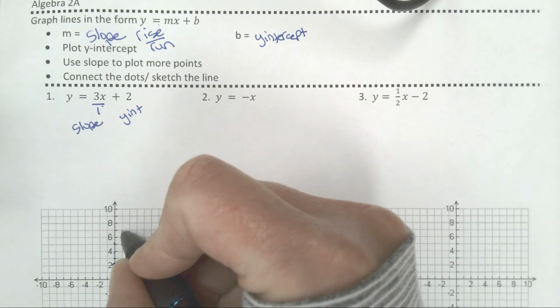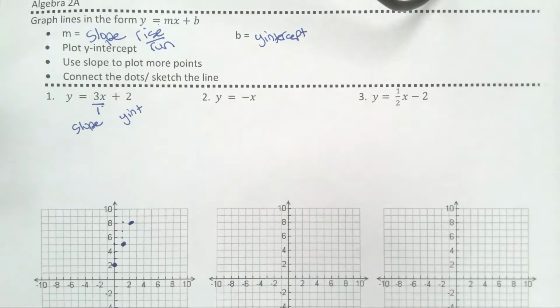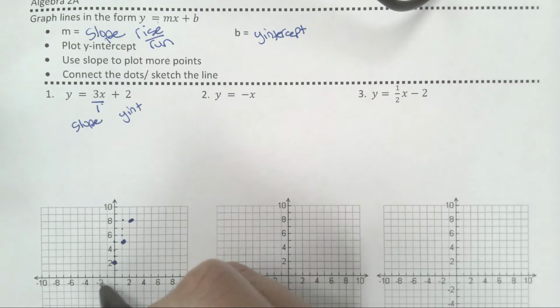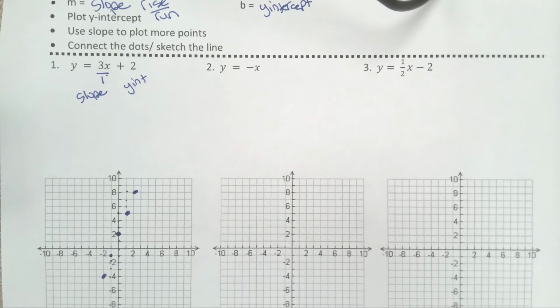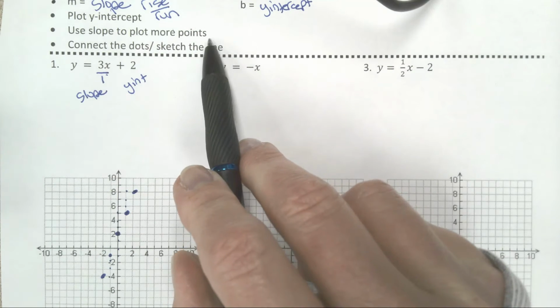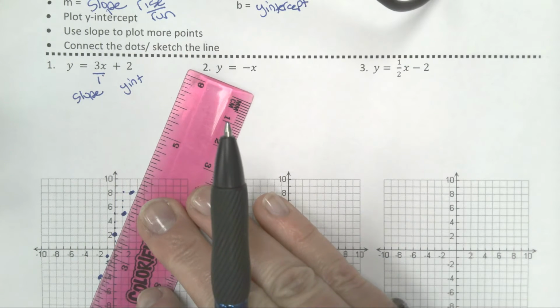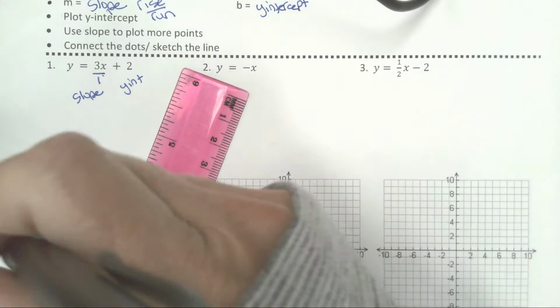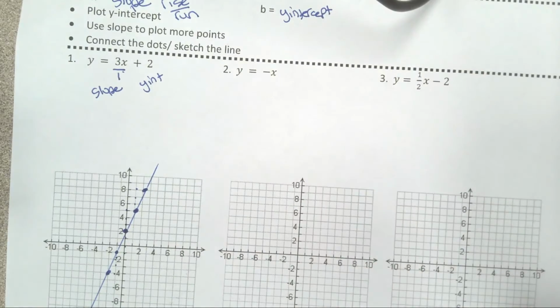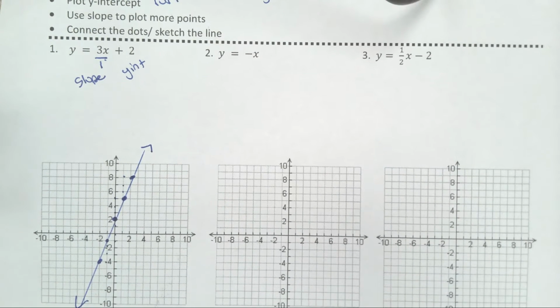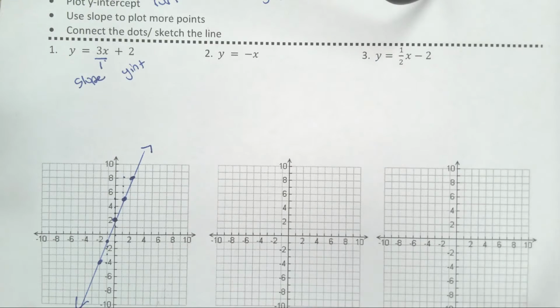And then I would do that a couple more times. If you ever run out of room, you can always go down and left. So you can go down 3, left 1. Down 3, left 1. That was me using slope to plot more points. Connect the dots and sketch the line. So that is how you sketch a line in slope-intercept form.